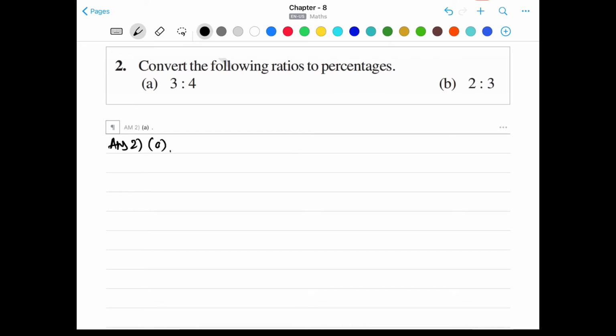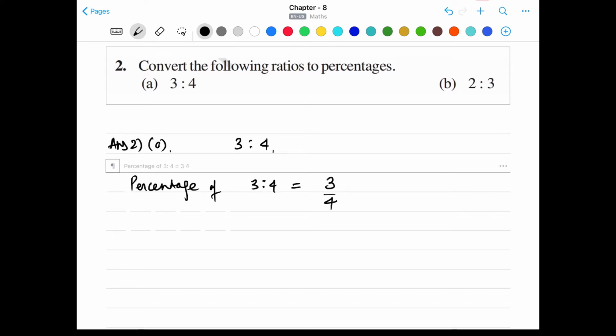part A. Okay, so the ratio given to us is 3 is to 4. So we'll write the percentage of 3 is to 4 will be equal to, we'll write this ratio in quotient form, that is in division form, that is 3 divided by 4. Okay, and in order to convert this into percentage, we will multiply this by 100 percent. So in order to convert any quantity into percentage, you will always multiply that by 100%. So when you divide this 100 by 4, you will get 25 here.